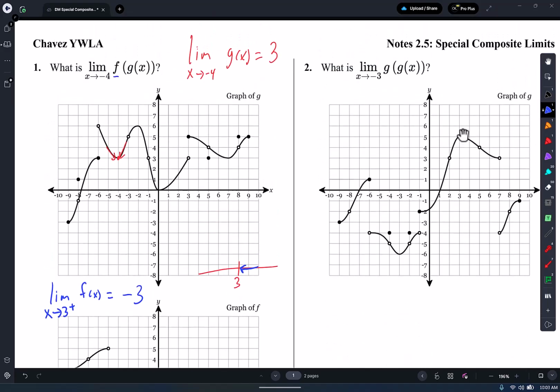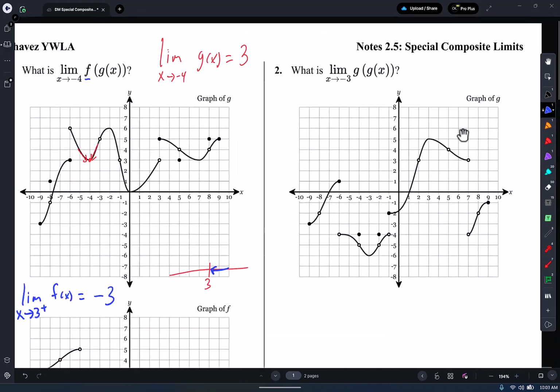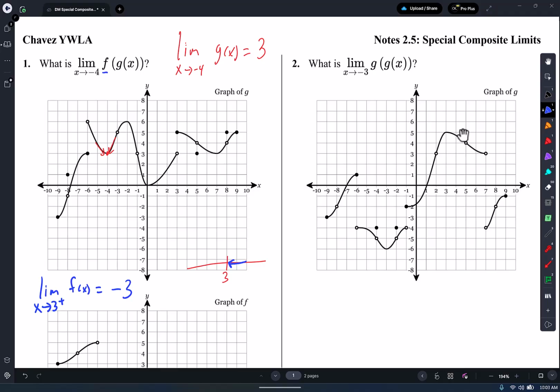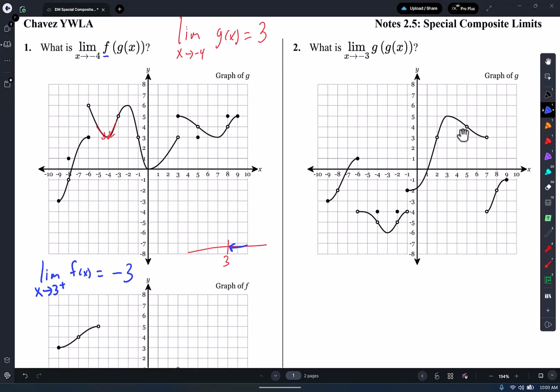Okay, look at number 2. This one is limit as x approaches -3 of g composite of g of x. So I'm going to do first the inside. Limit as x approaches -3 of g of x. And if you have colored pencils, this is a good one for that.